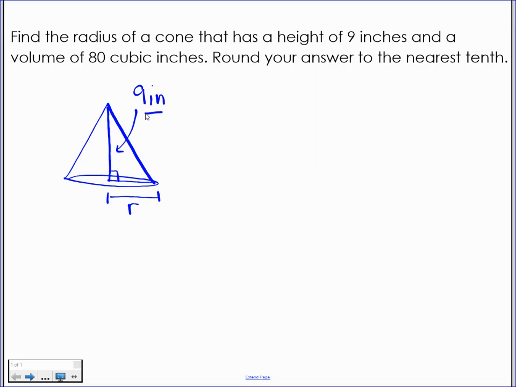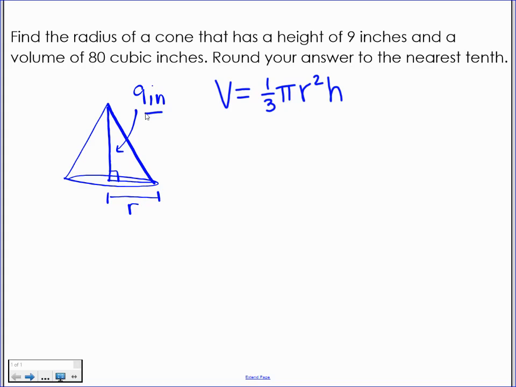So we have to remember, what is the volume formula for a cone? We know that the volume formula for a cone is 1/3 times pi times radius squared times the height of the cone. So in order to solve for the radius, we need to plug in the things that we know.